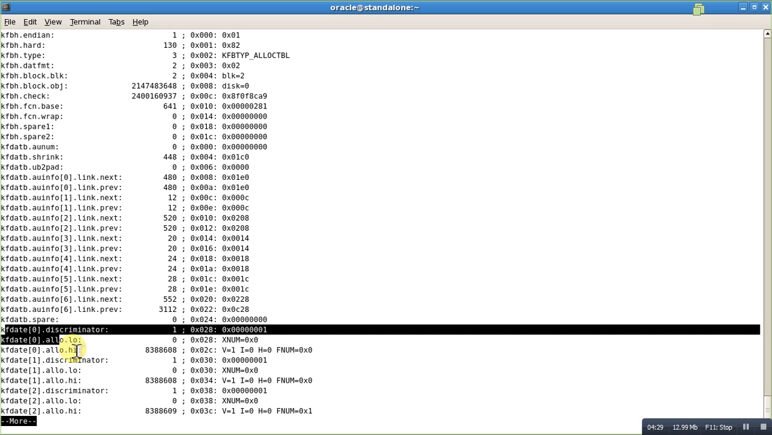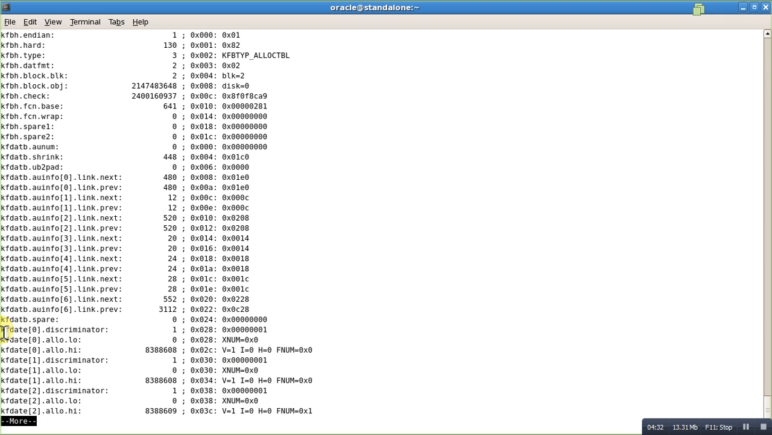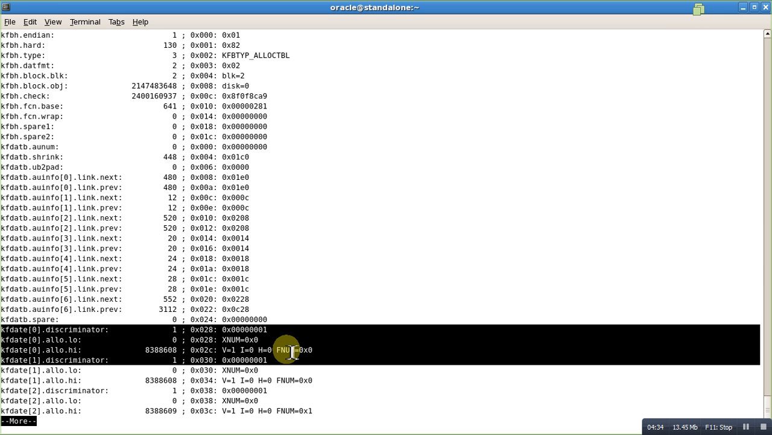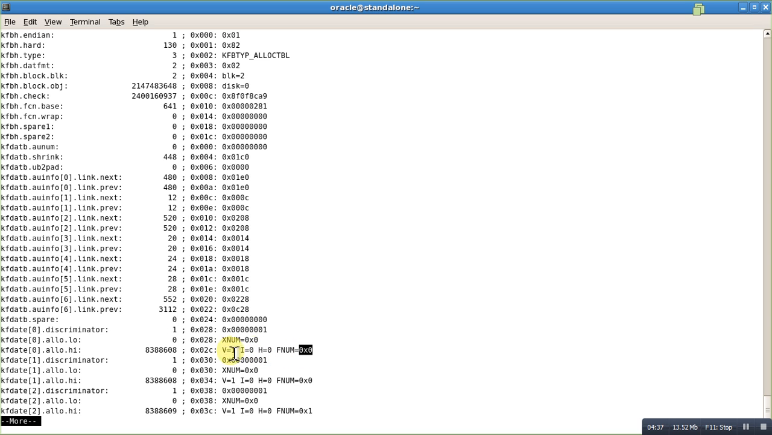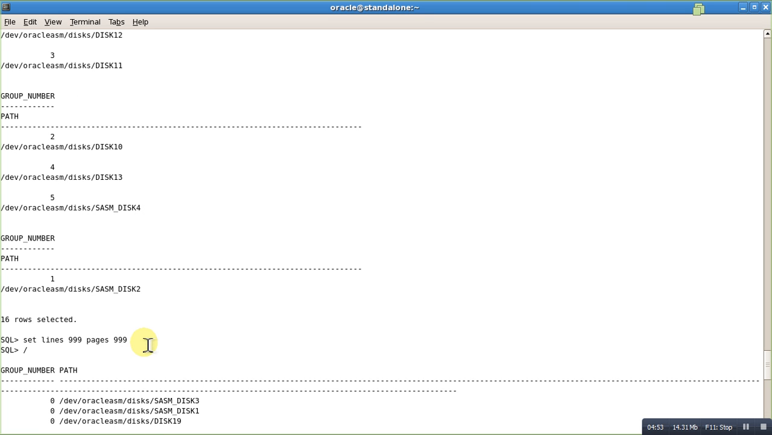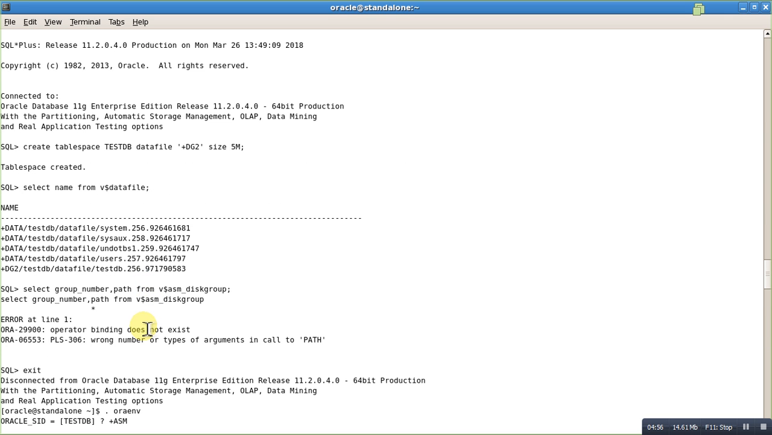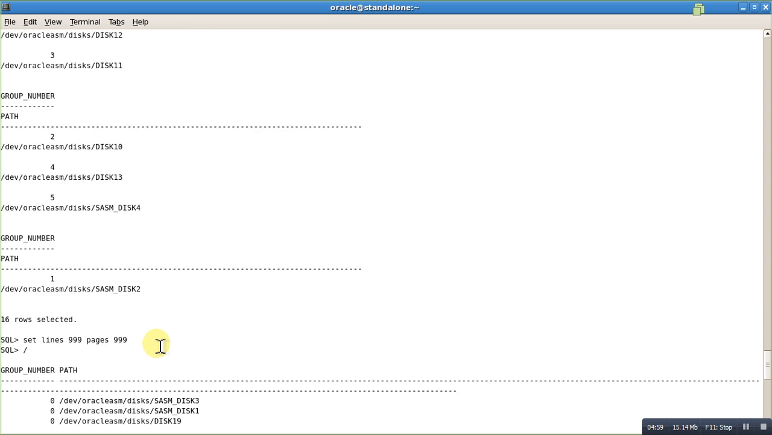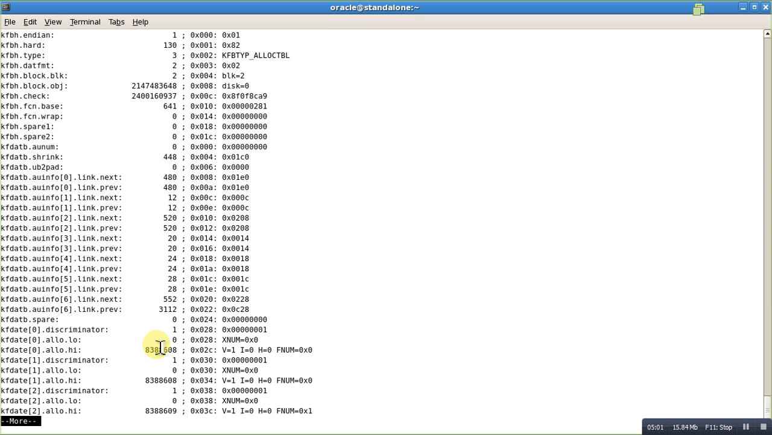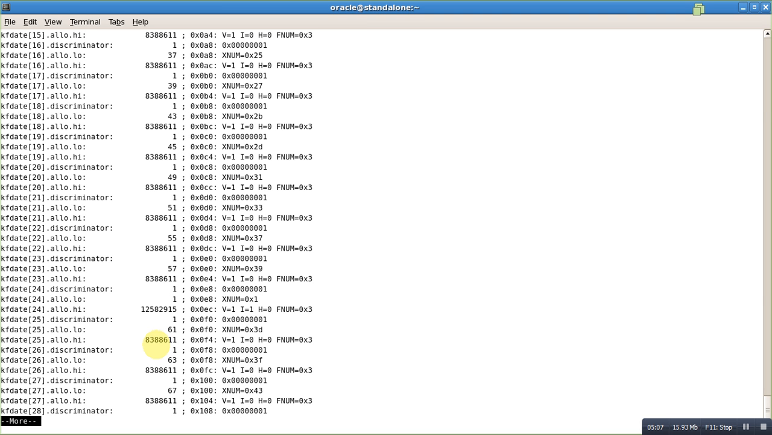So for allocation unit 0, as I said, we have the file number and the extent number. V indicates whether this particular allocation unit is occupied or free, and the extent number is the extent number of this file. Now let's try to find out for our file, right? We created the file with 256. So now let's see where this file 256 exists.